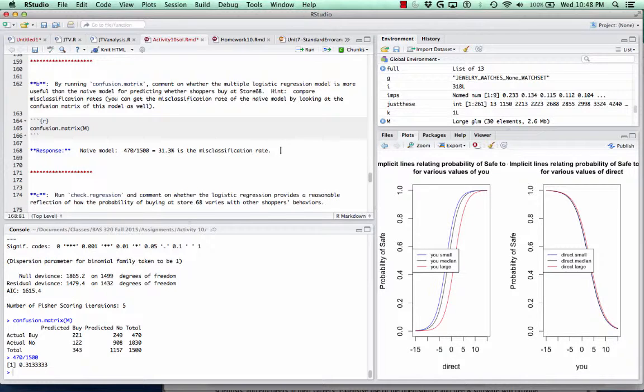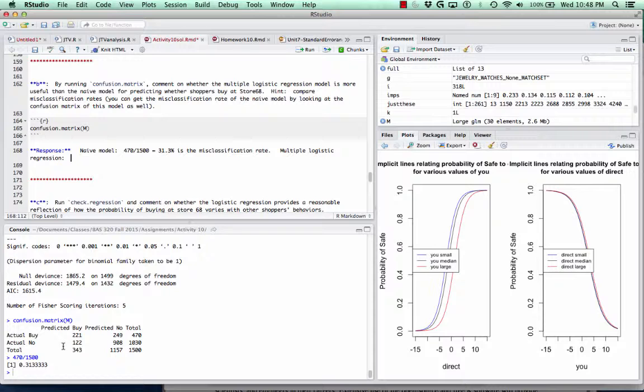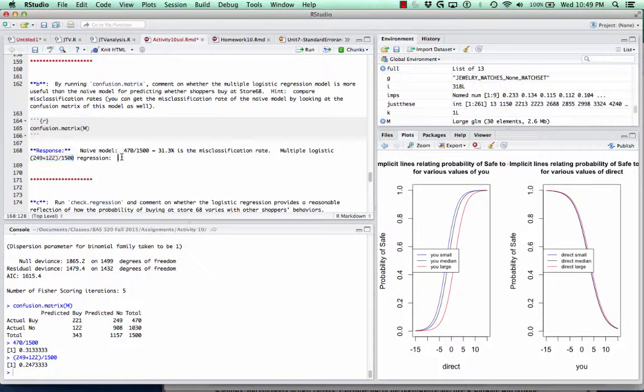Okay, well now about our model, the multiple logistic regression. What kind of errors did it make? Well, in actuality, we had those 470 people making a purchase at store 68, and the model correctly predicts 221 of them to make a purchase there, but it predicts no for 249 of them. So we have 249 errors, and then other types of errors where in actuality the customer did not make a purchase at that store, but the model predicted that they would. So 249 plus 122 out of the 1,500. We can get that, and we find that that is 24.7%.